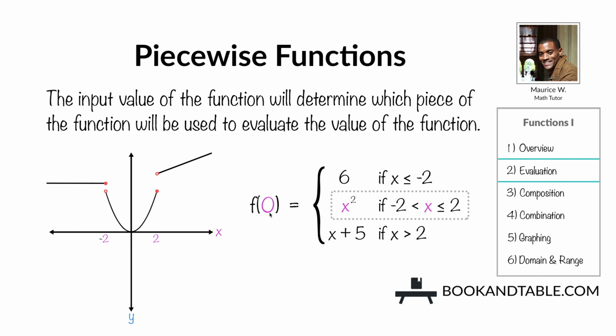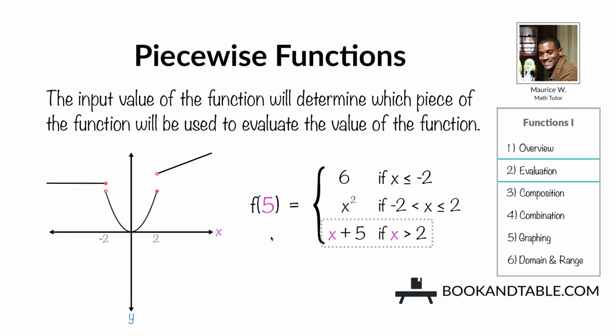If the input value were 0 instead, 0 can be found between negative 2 and positive 2. So x squared would be the expression used to represent the function at 0. And if the input value were a number like 5, then you would use x plus 5 to represent the function. Since 5 is greater than 2, it would fall into this section.